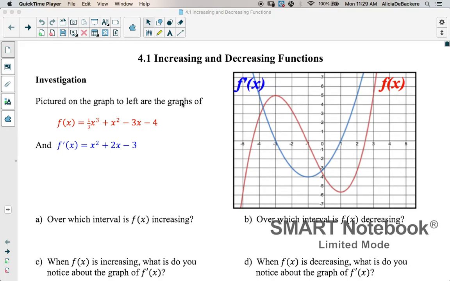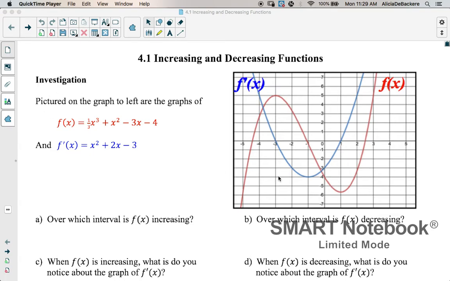Hey, welcome to our first official lesson of Chapter 4. Chapter 4 is all about curve sketching. So in this chapter, we're going to be looking at what the first derivative and what the second derivative tell me about the graph of a function. So we're going to do a little investigation first.